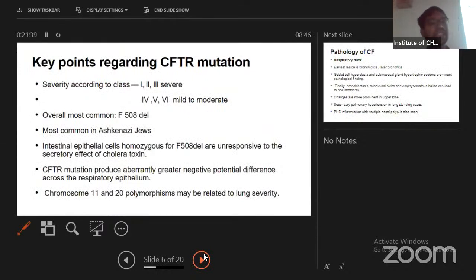The key points regarding the CFTR mutation, the severity according to the classes: the first 1, 2, and 3 are more severe, but the 4, 5, 6 are less severe, as there is some amount of the CFTR protein still present. The overall most common type of the CFTR mutation is the F508 mutation.